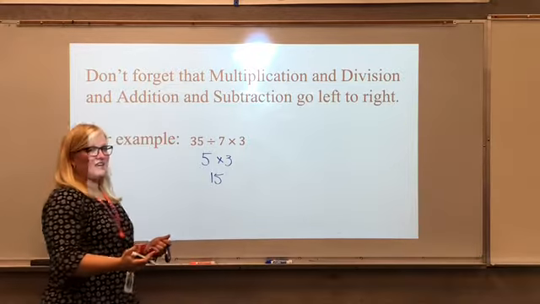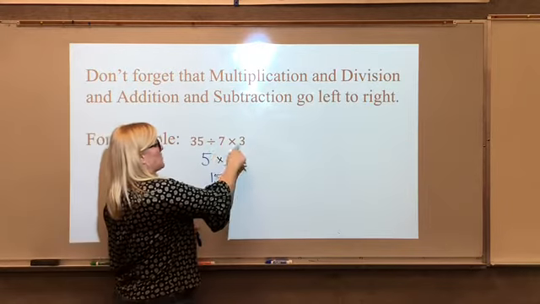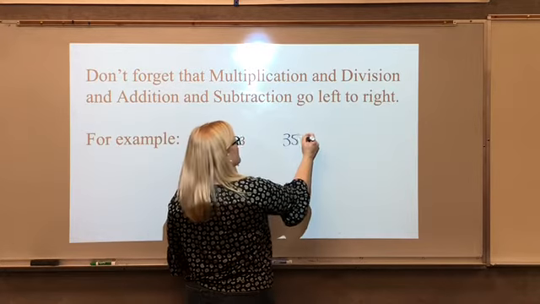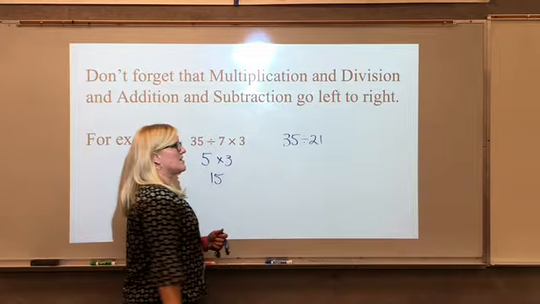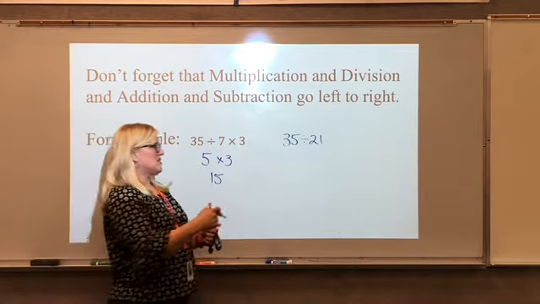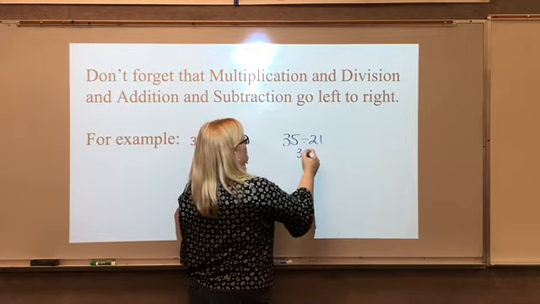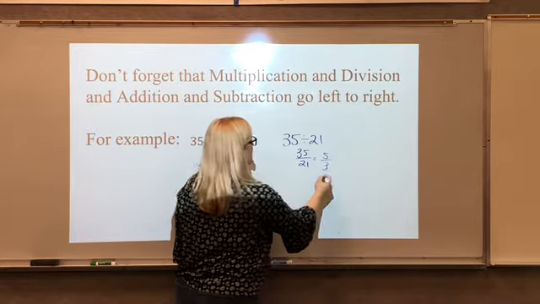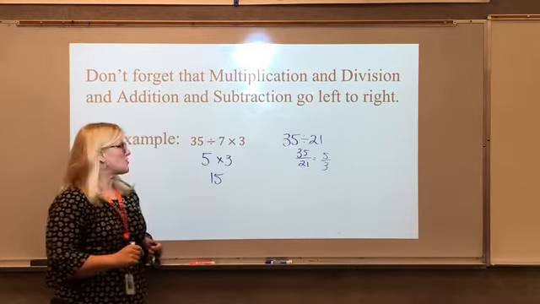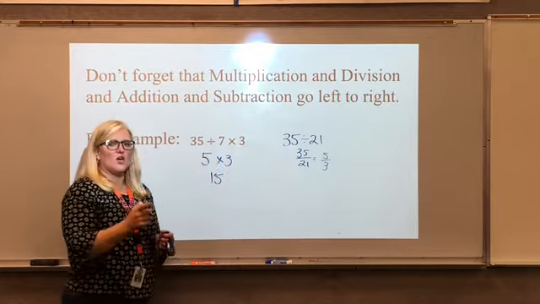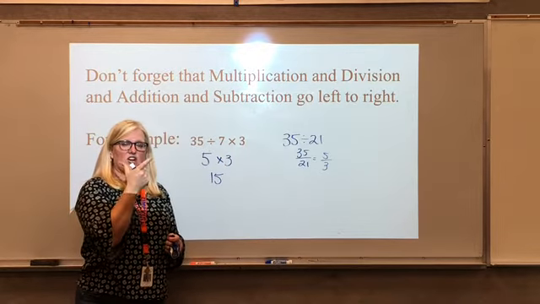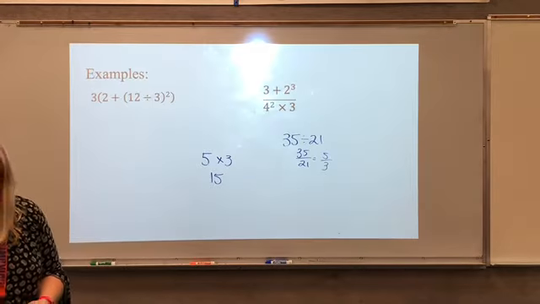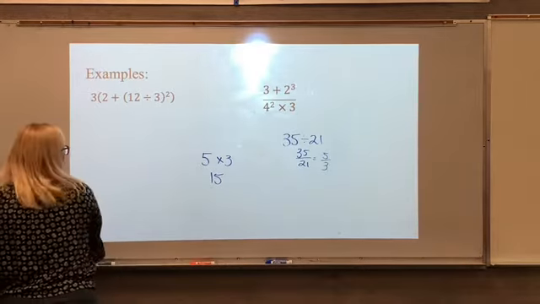Now let's say I didn't do it in order, and I did this one first, then that would be 35 divided by 21, and 35 over 21 turns out to be 5/3, which is really different than 15. So remember to go left to right when multiplication and division are together and addition and subtraction are together. Okay, so let's do some examples.